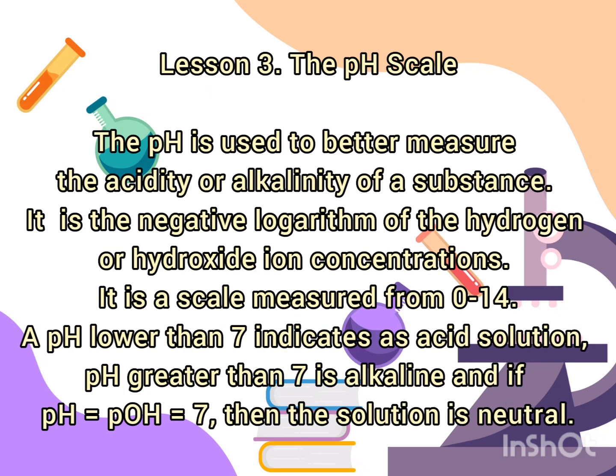Lesson 3, the pH scale. The pH is used to better measure the acidity or alkalinity of a substance. It is the negative logarithm of the hydrogen or hydroxide ion concentration. It is a scale measured from 0 to 14. A pH lower than 7 indicates an acidic solution. A pH greater than 7 is alkaline. And if pH is equal to pOH, which is equal to 7, then the solution is neutral.